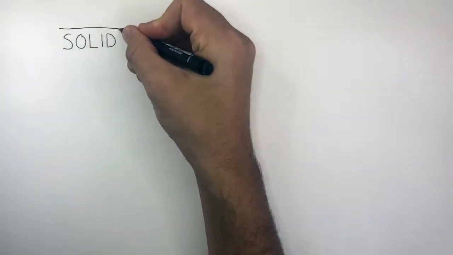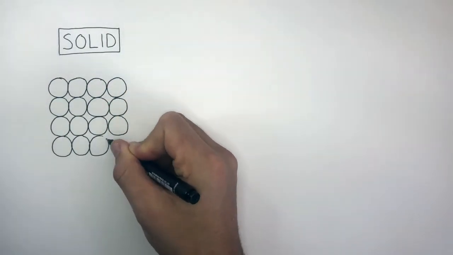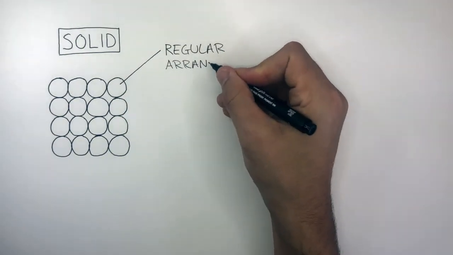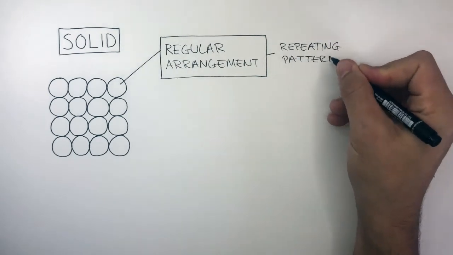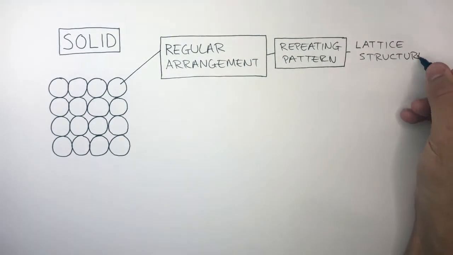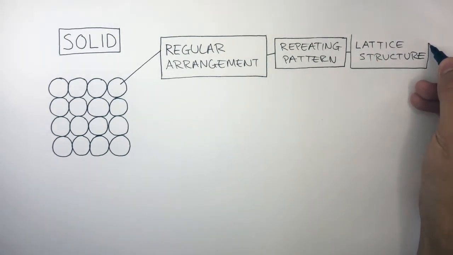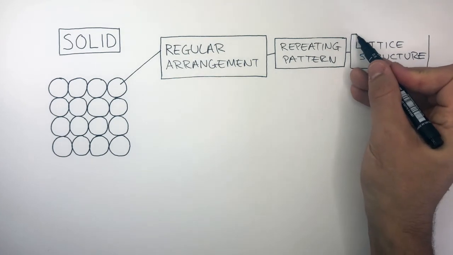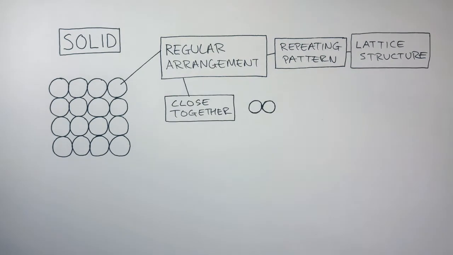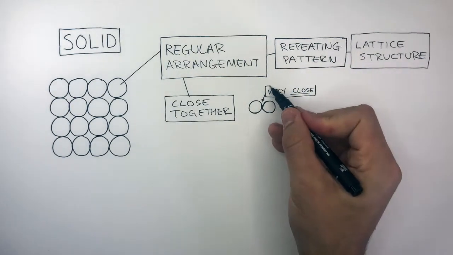In solid particle diagrams, the particles are drawn in straight lines and they're close together. This is because the particles in solids have a regular arrangement where there is a repeating pattern. The term used to describe this is a lattice structure. A lattice structure is used to describe any solid where the particles have a regular arrangement in a regular repeating pattern. The particles are close together. This diagram shows how they're very close and cannot be pushed any closer together.